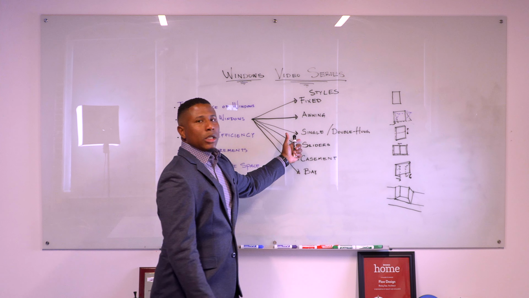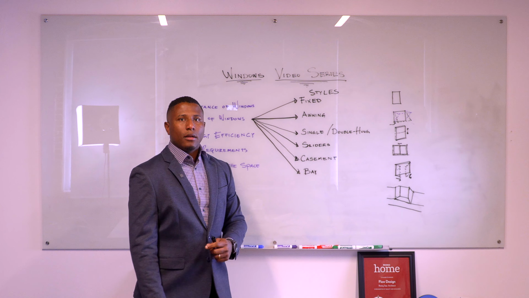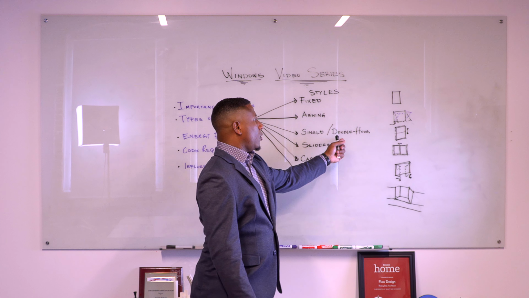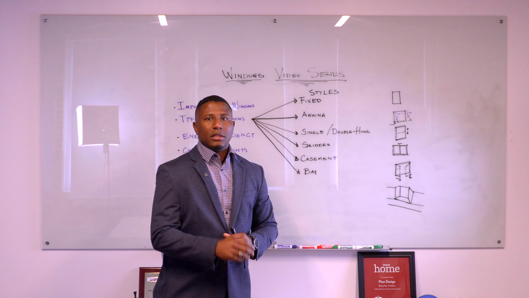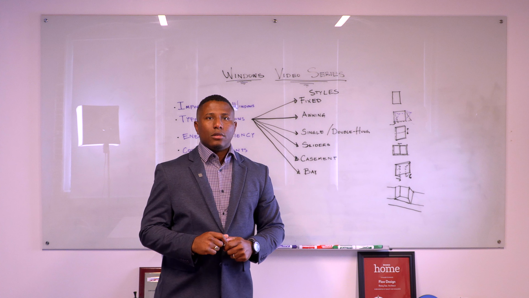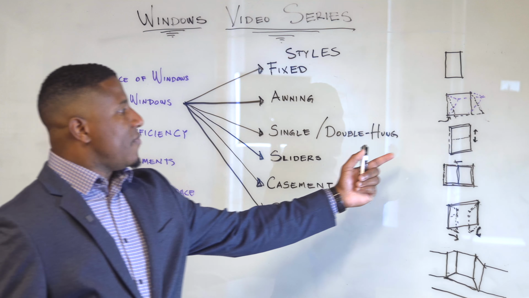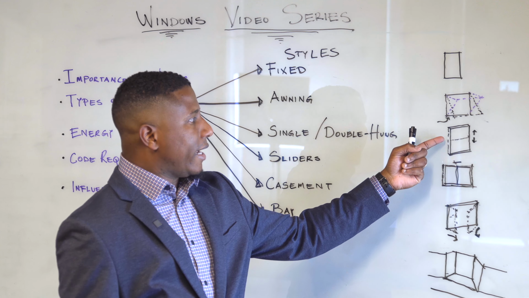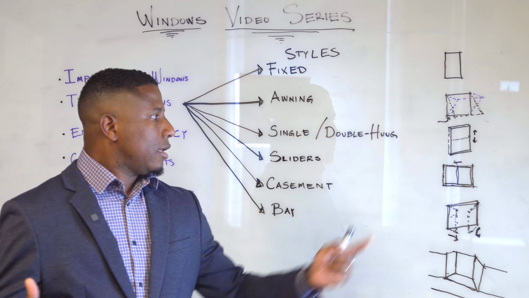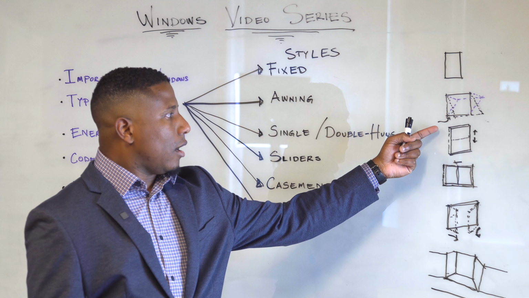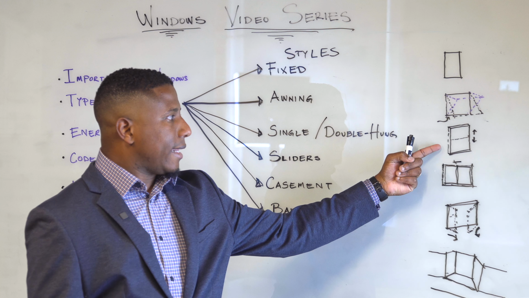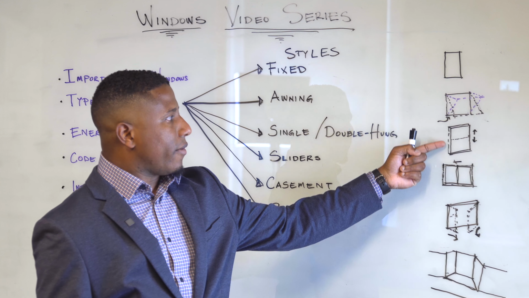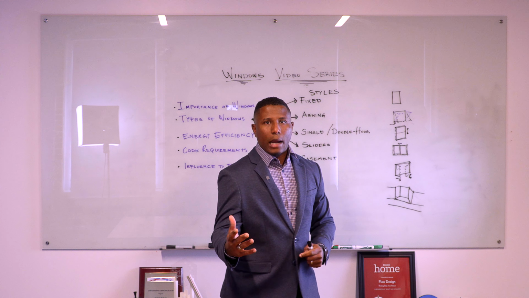One of the most common types of window in the United States and here in New England is the single and double hungs. Very, very common. That's the one that you see in many residential applications. The only difference is that with the single hung, you can operate it only from one side, either the bottom or the top of the window, versus a double hung where you can operate either one.